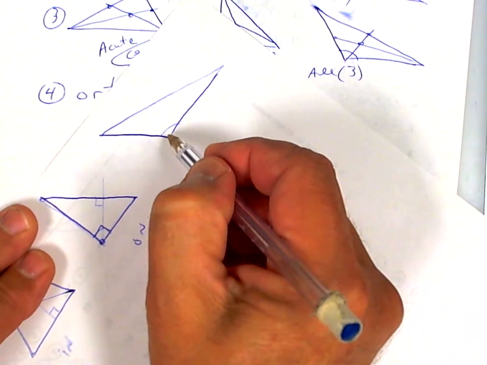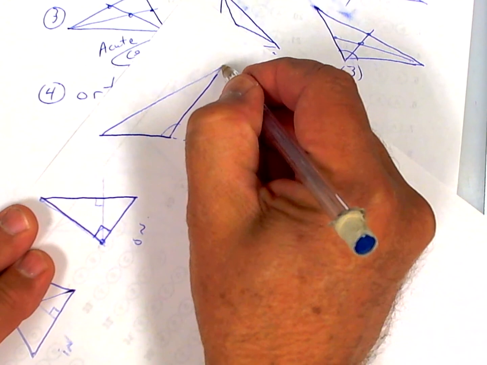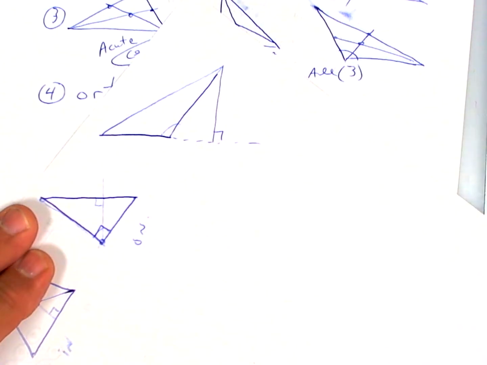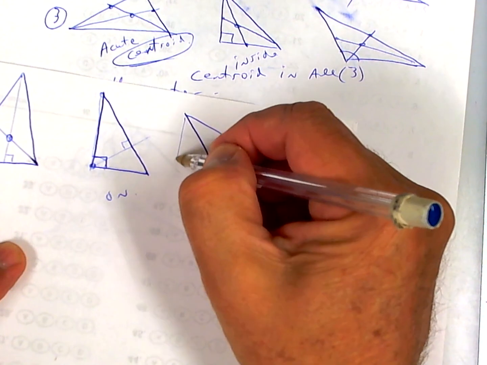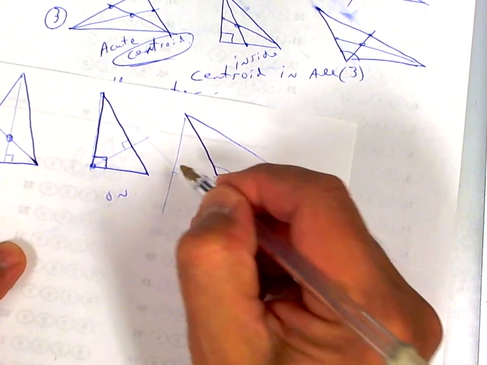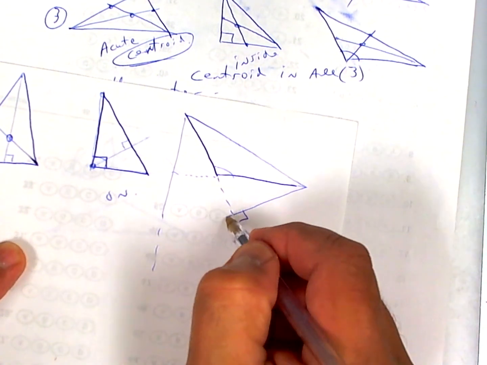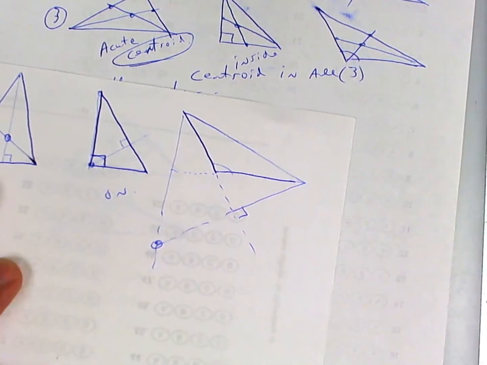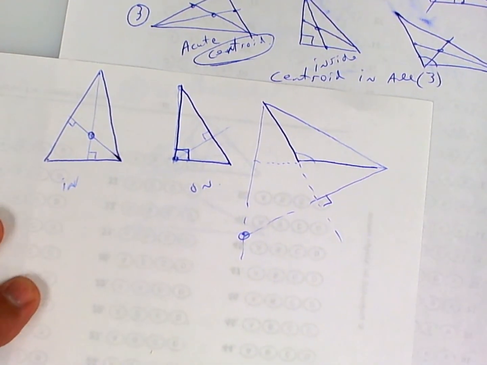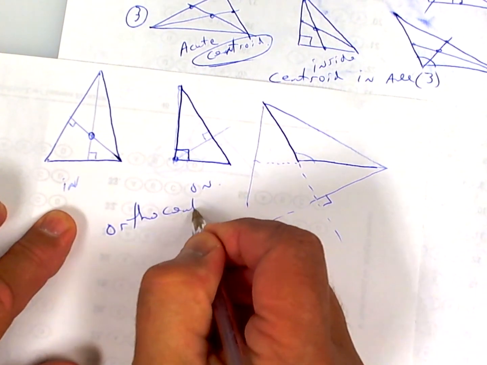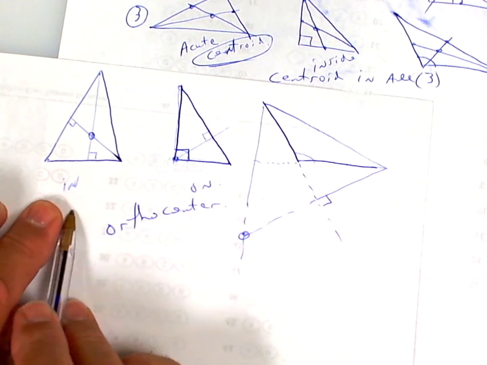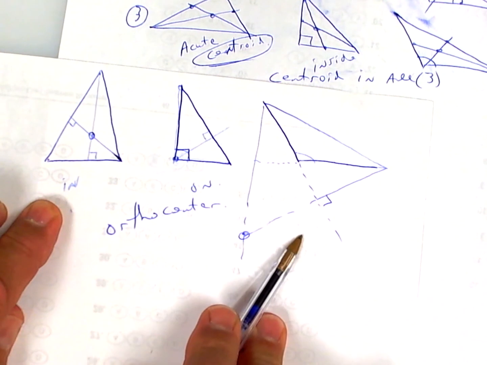Let's see. So use this as your ground and do an altitude straight down from that vertex. Use this as the ground and then go straight down. We'll have to extend this out. And where these two hit is the orthocenter. So the orthocenter will be in, on, and out, depending on what triangle it is.